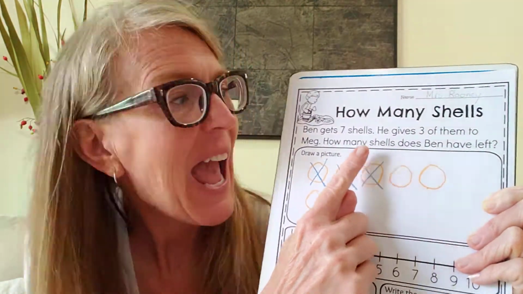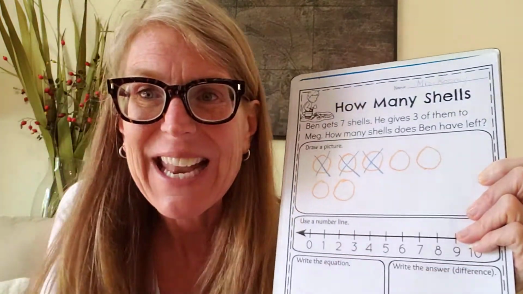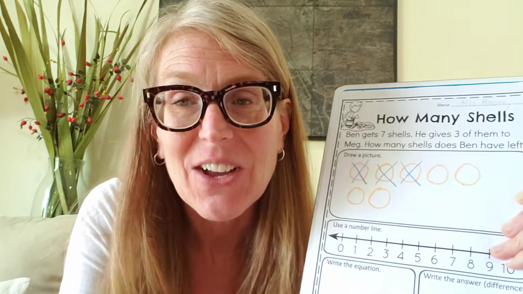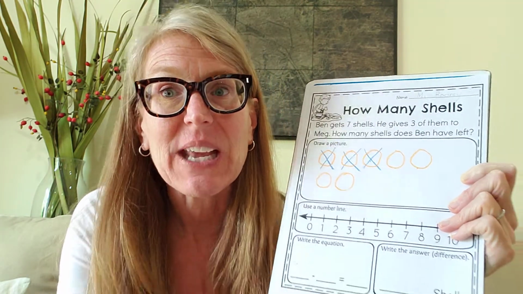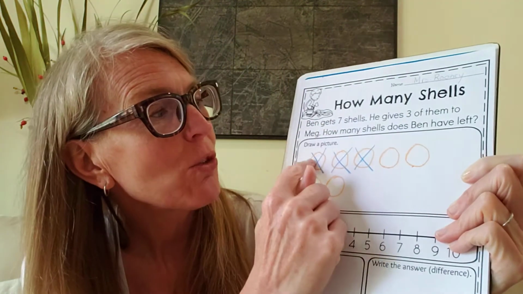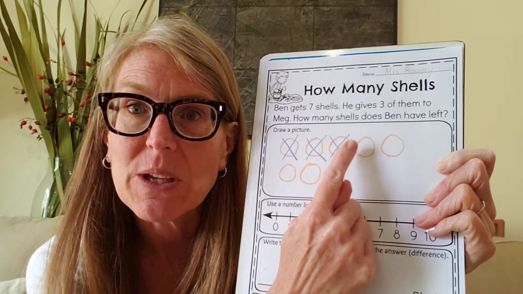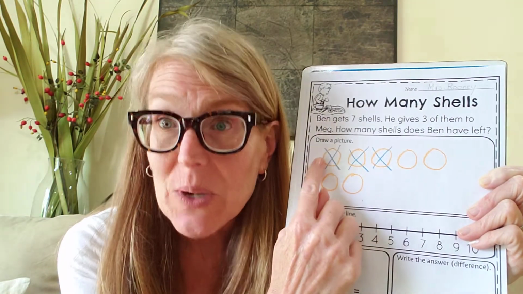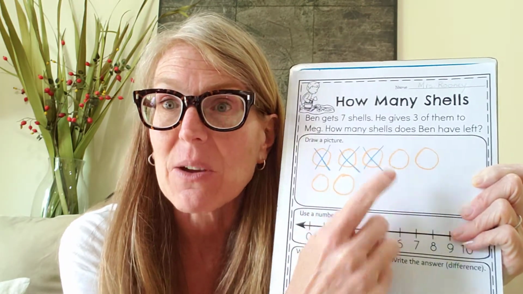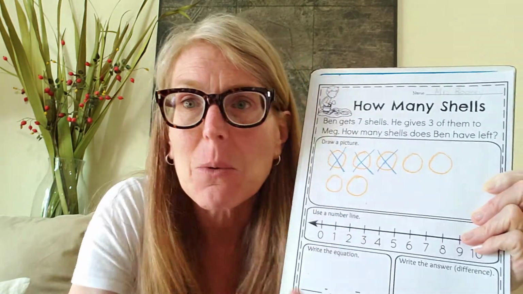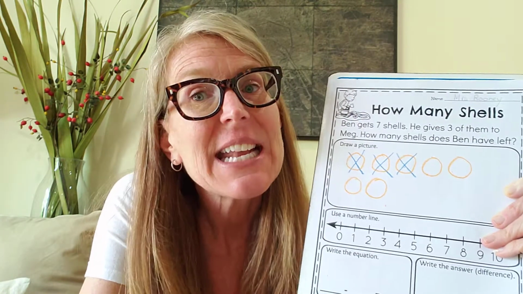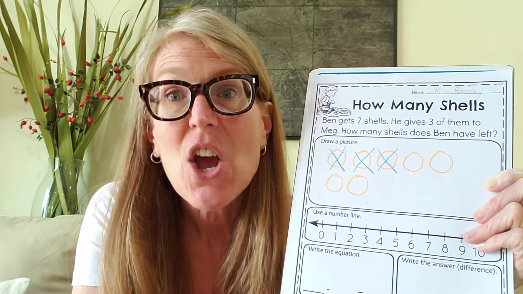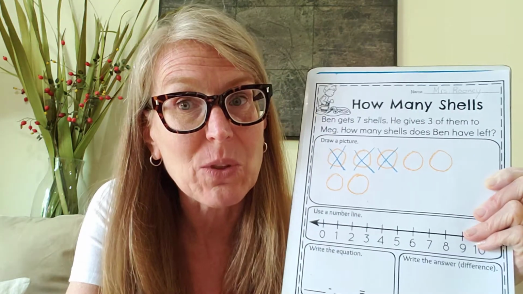Now it says, how many shells does Ben have left? Okay, so let's go back and let's replay the story. So Ben had 7 shells. 1, 2, 3, 4, 5, 6, 7. Okay, he's very nice and he gives 3 of them to Meg. So that means we're going to X them out because he's giving them away. He's taking them away from the 7 shells he has. Now they want us to find out how many shells does he have left. So we just drew a picture to show the story.